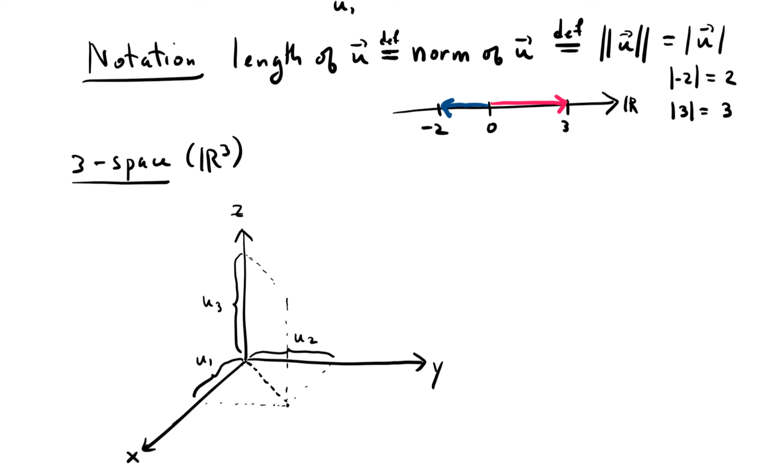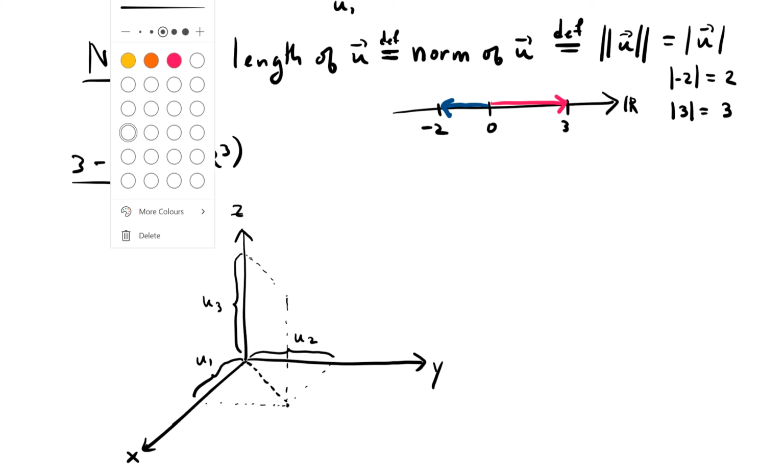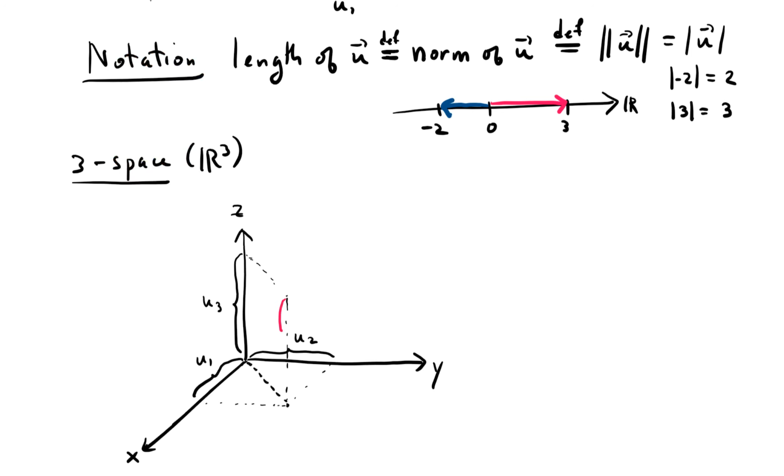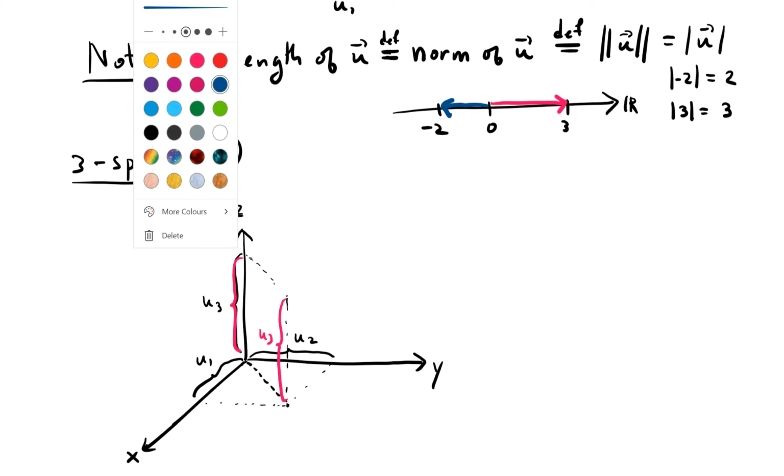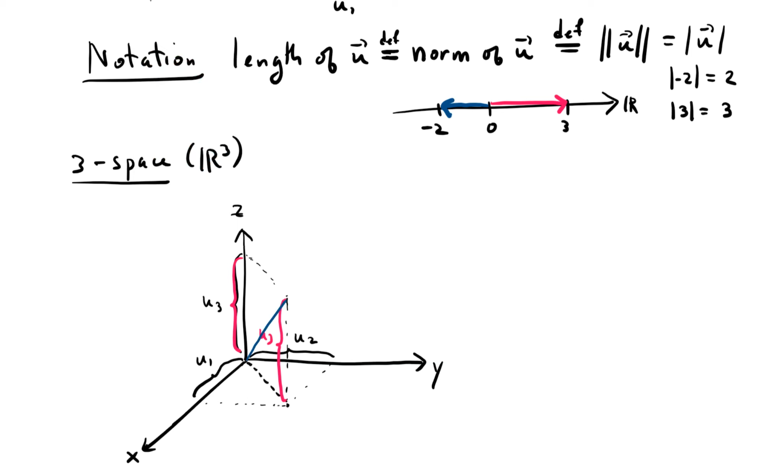So this is u3. Maybe I'll use a different color for u3 because you won't see anything. This is u3. So these two, they should have the same length. So my vector is this. That's u. Okay, and the dotted line in the xy plane, that's the shadow of u on the xy plane.